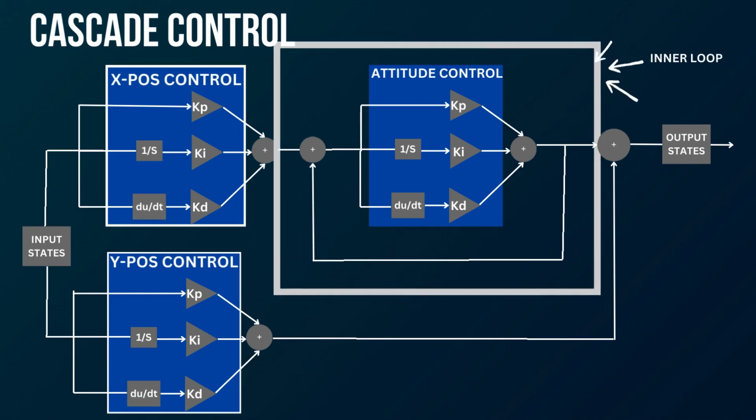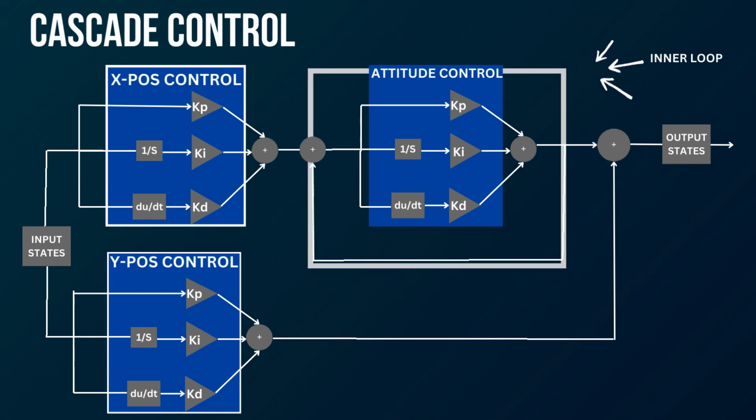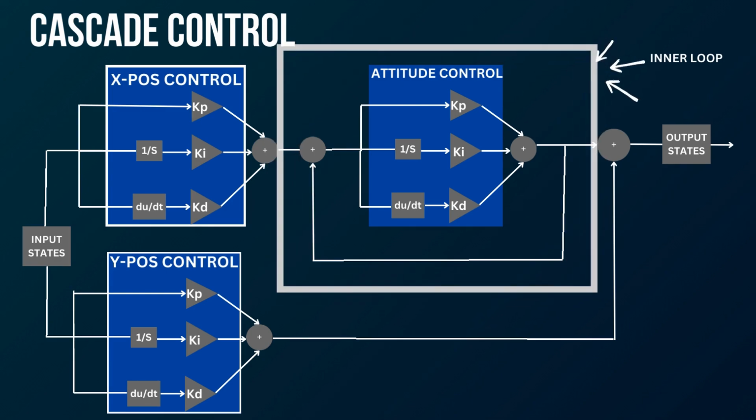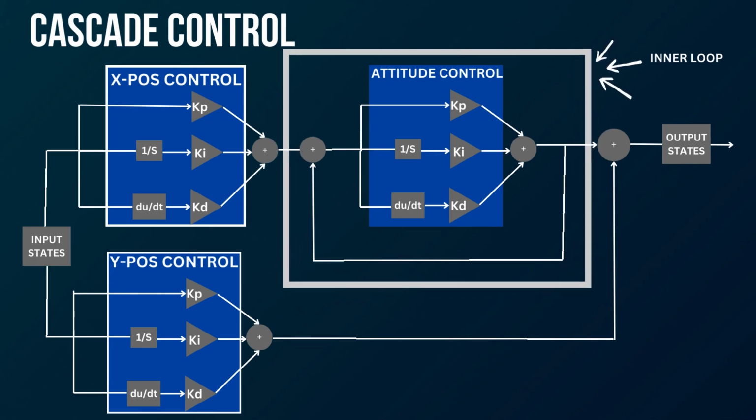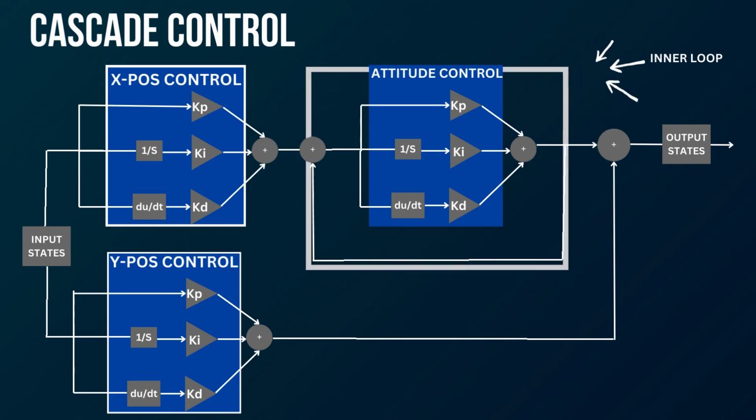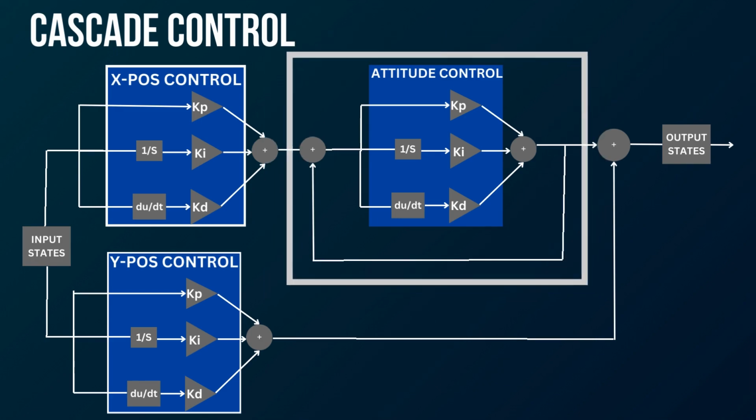The inner loop, or the attitude control, is responsible for adjusting the drone's orientation, specifically its roll angle phi. Within this loop, the attitude controller employs a PID algorithm to minimize the error between the desired and actual roll angles measured by the onboard sensors.